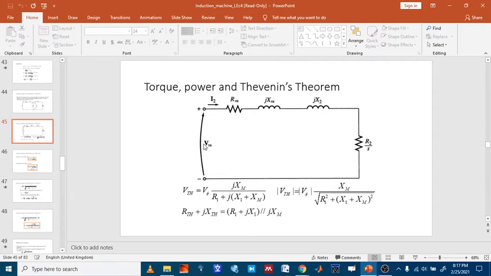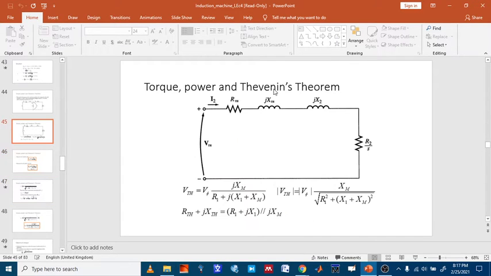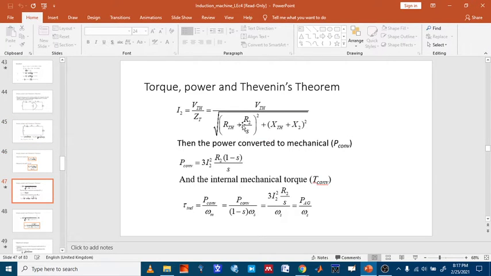VTH should be equal to the voltage drops across this side. So I2 will be equal to VTH, from Ohm's law, the voltage over the total impedance. So I2 will be equal to VTH over ZT, which is the same as VTH over RTH plus R2 over S, because they are the real part. You get it? We are interested in the modulus, the magnitude.